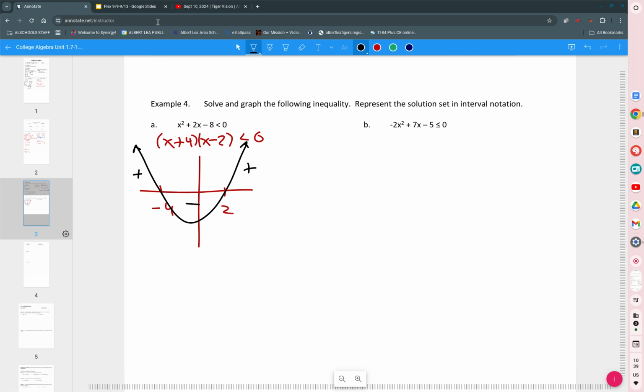Am I wondering where it's positive or where it's negative? Negative. Positive. I'm wondering where it's negative because it says, where is this thing less than 0? So I'm wondering, where is it negative? And it's negative from negative 4 to positive 2.